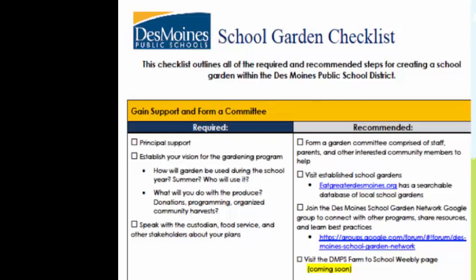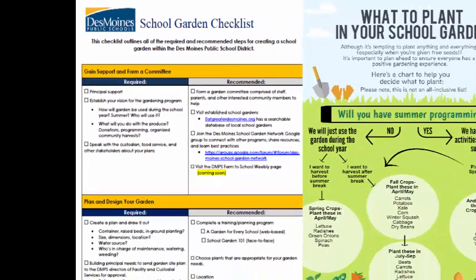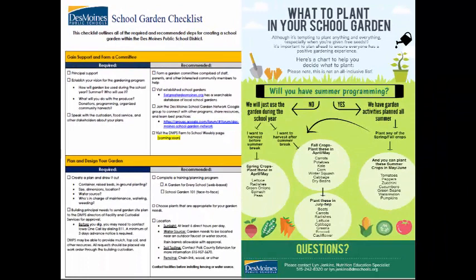And the other document, What to Plant in Your School Garden, is also from Des Moines Public Schools and helps answer that really common question of what do you do with the school garden over the summer? And we get that a lot. And so it really depends, I think, on what summer programming looks like, what involvement from parents or community partners looks like, how engaged folks want to be over the summer. That determines what you should plant in your school garden over the summer.